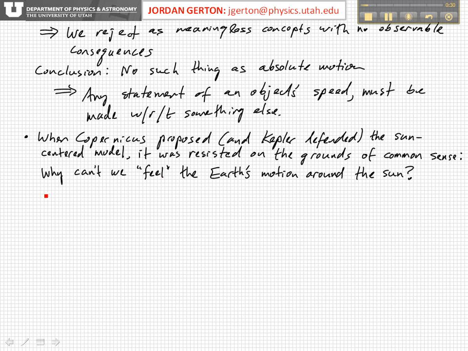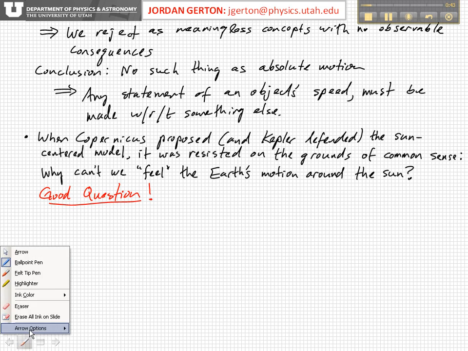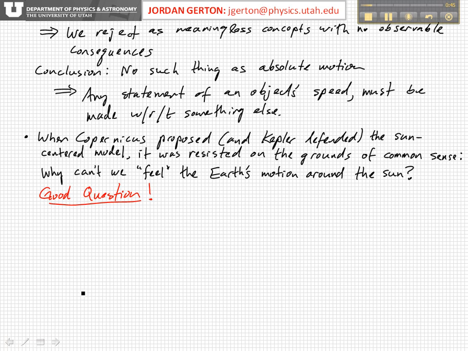Okay, and I want to stress that this may seem like a silly question, maybe, to some of you now. This is actually a very good question. Okay, so let's think about this just a little bit. Before we move on, let's think about this question. Why can't we feel the Earth's motion around the sun?